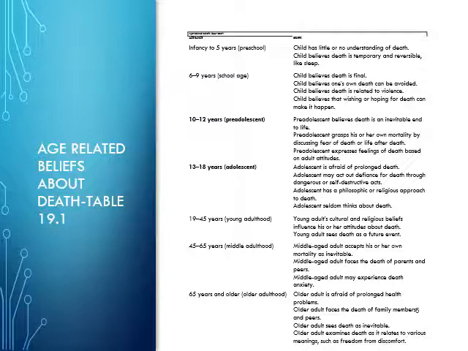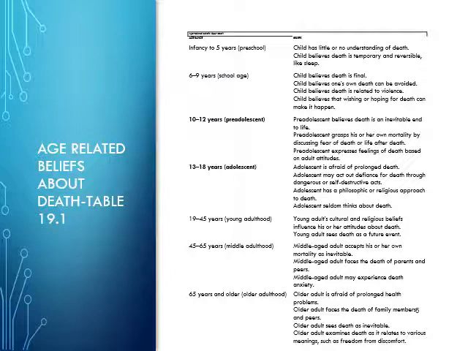Then in young adulthood, their cultural and religious beliefs influence their attitudes about death, and they realize that death is a part of life. At 45 to 65, they accept their own mortality as inevitable, and the middle-aged adult faces the death of parents and peers.